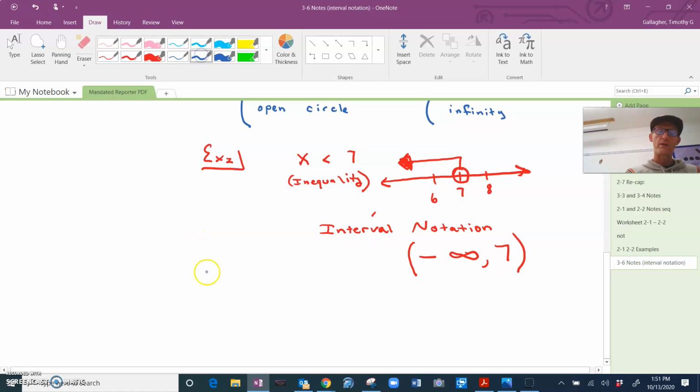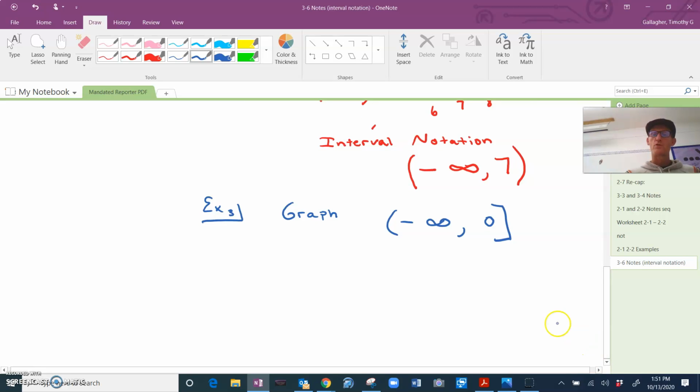Now let's take a look at another one. And let's graph negative infinity, comma, 0, bracket. So let's graph this interval. And after we graph it, we're going to write the inequality too.